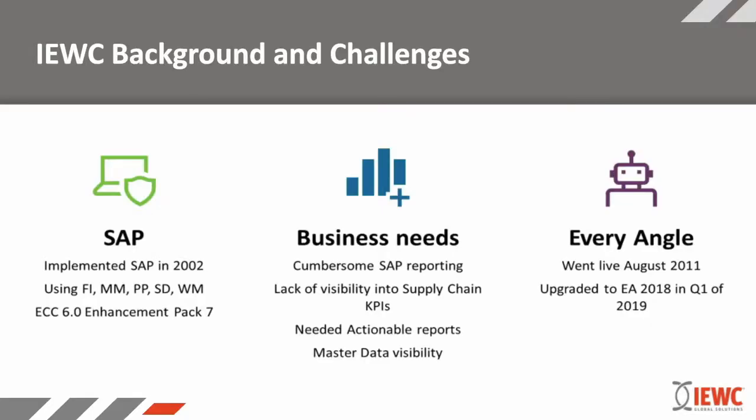We implemented SAP back in 2002. Our SAP reporting was quite cumbersome. It lacked visibility into our supply chain KPIs, and we just really had a need for more actionable data and easier access to our data, especially for master data visibility. That's when we found Every Angle back in 2011. In August is when we went live, and we recently upgraded to their 2018 version, which is web-based.